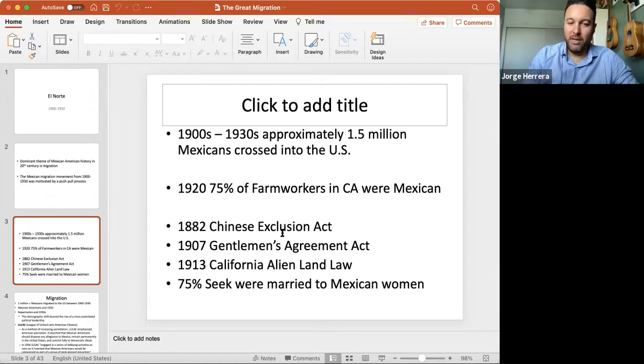Below you see a couple of laws and acts that were enacted. For example, the 1882 Chinese Exclusion Act. You have the 1907 Gentlemen's Agreement Act that had to do with Japanese Americans, which we'll learn about later on in the semester. You have the 1913 California Alien Land Law. We're not going to discuss those today, but just so you know, between the late 1800s and the early 1900s, you have all these laws that sort of prevent migration into the United States.